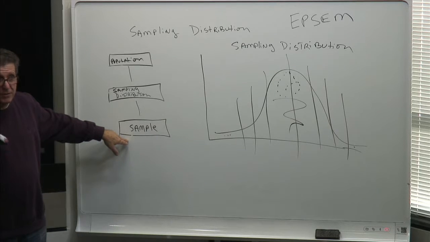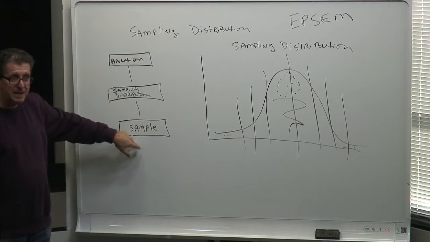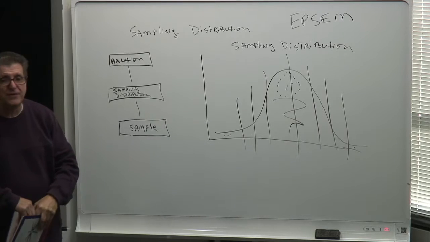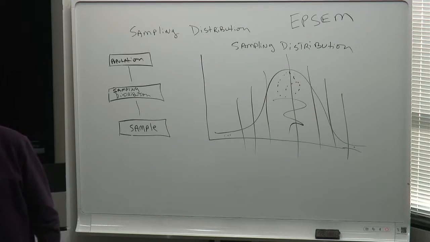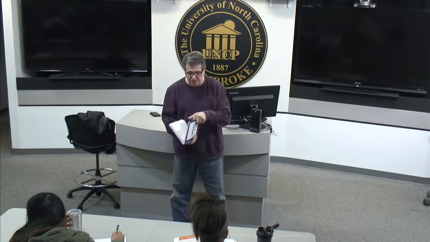When we want to know who's going to win an election or whatever, we know what it is for the sample. We want to know what it is for the population, and we want to know how confident we can be that our sample is an accurate estimate. Can we be confident within 3%, within 5%, within 1%, etc.?